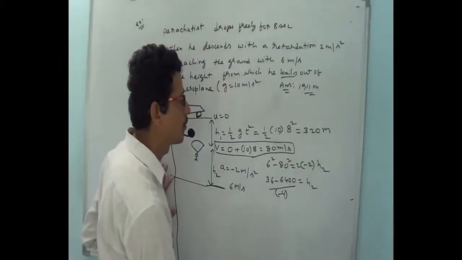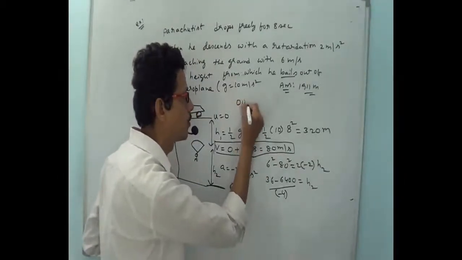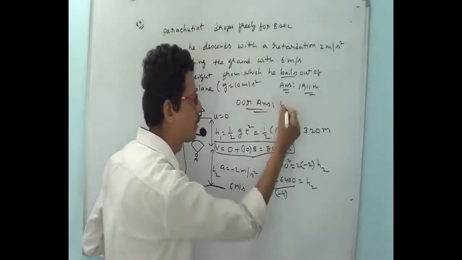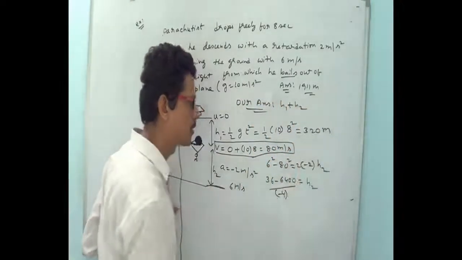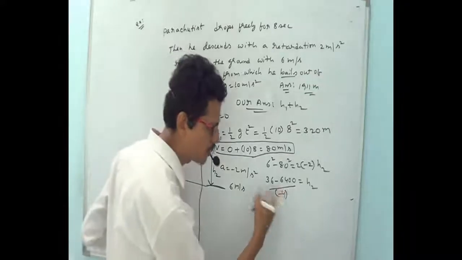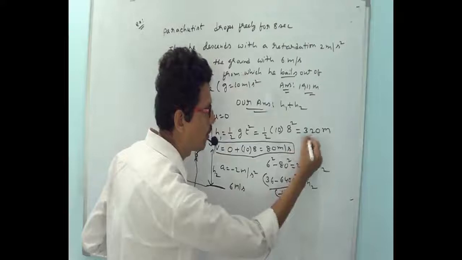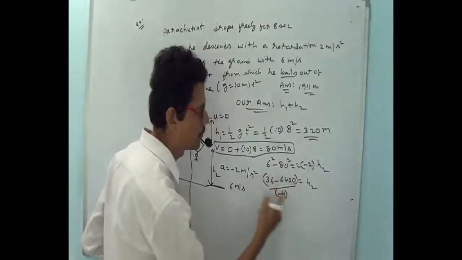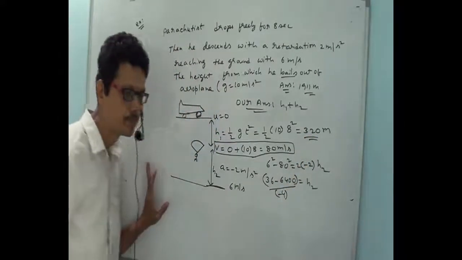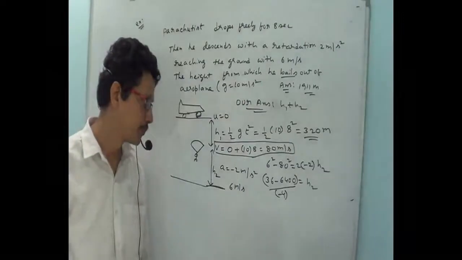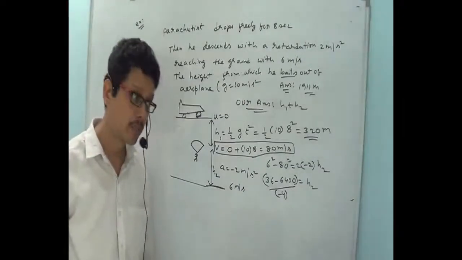And our answer is h1 plus h2. What is our answer? h1 plus h2. Note down this. Just afterwards you do this calculation, and just find out that you have to add this also with this. Note down this. You understood the problem? Okay.